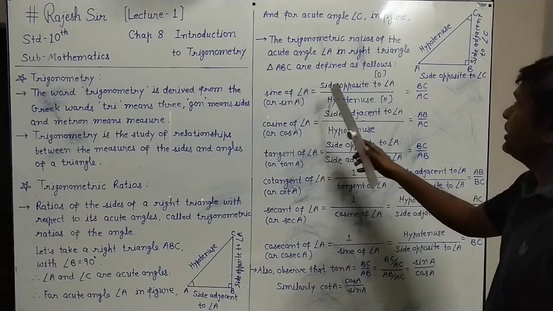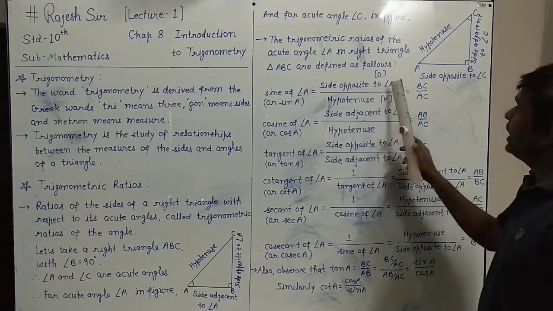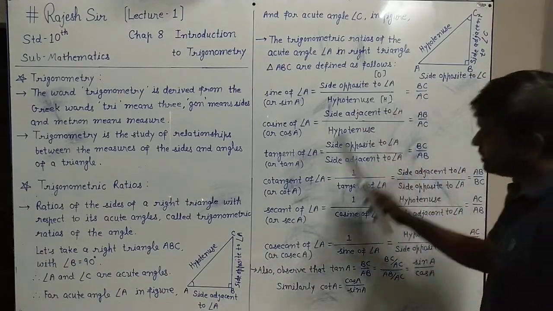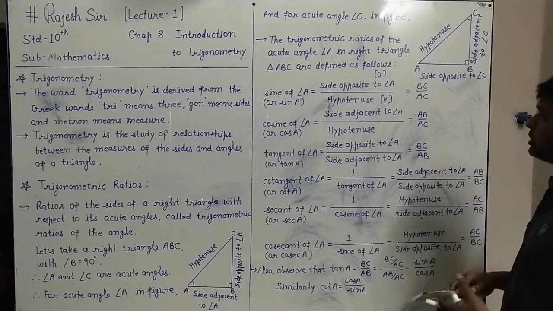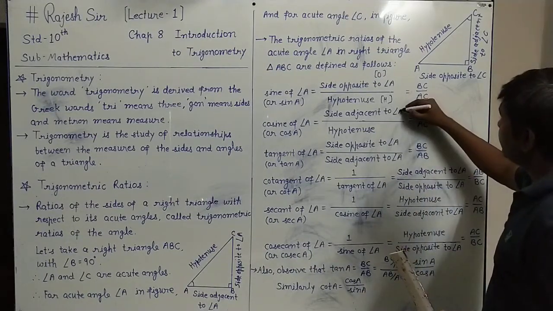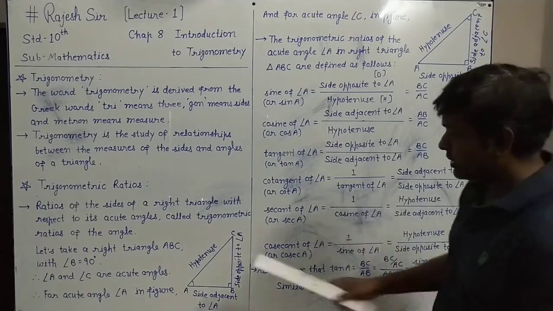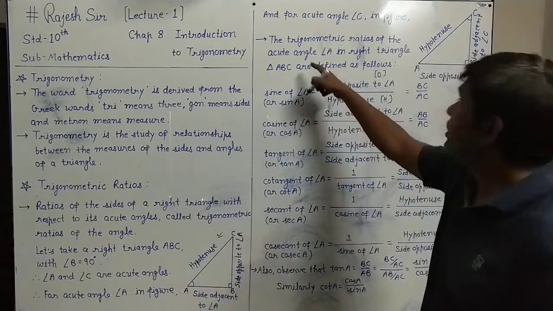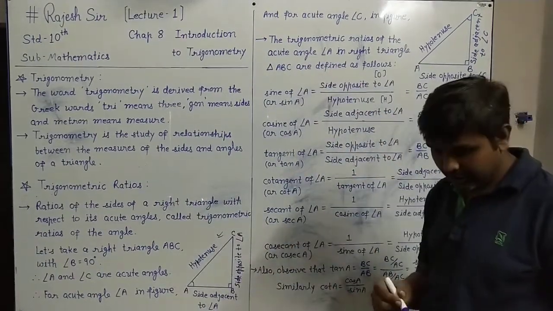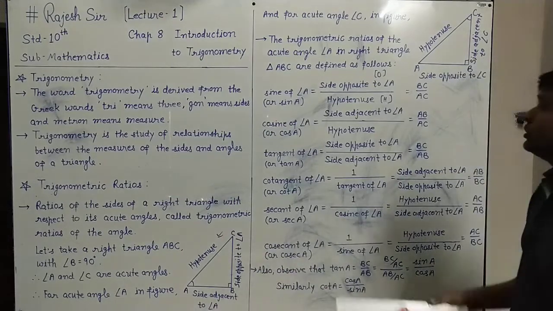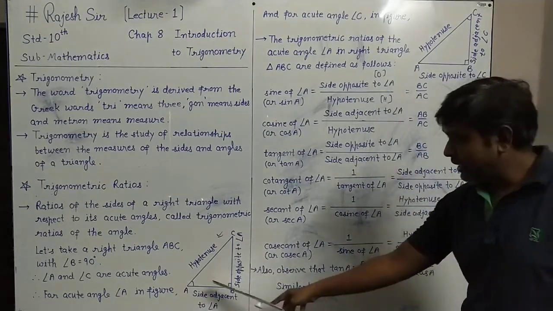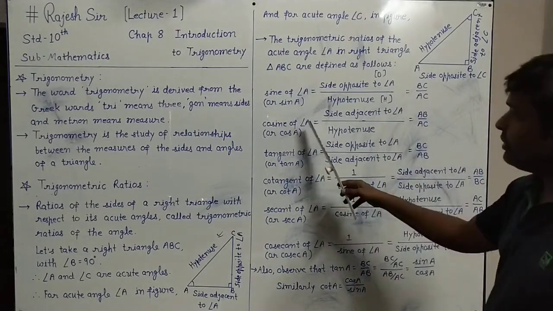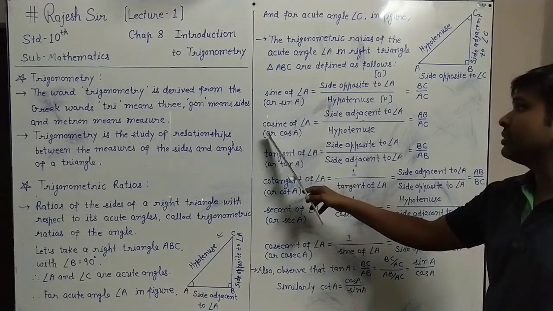So sine of angle A means the opposite of angle A. The opposite of angle A is BC, that we have written, and the hypotenuse is AC. Because we are talking about acute angle A, we are considering this figure, right? This is the figure reference we have to take. So the opposite of angle A is BC and the hypotenuse is AC, so we have placed BC upon AC. Next, cosine of angle A is also written in short as cos A.